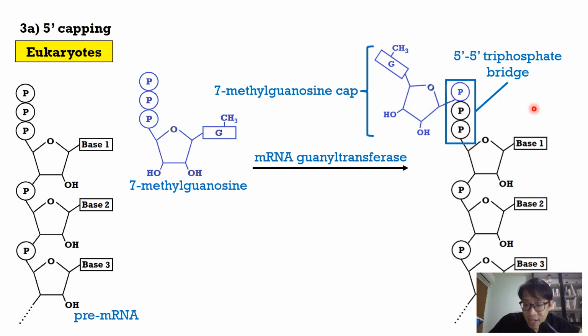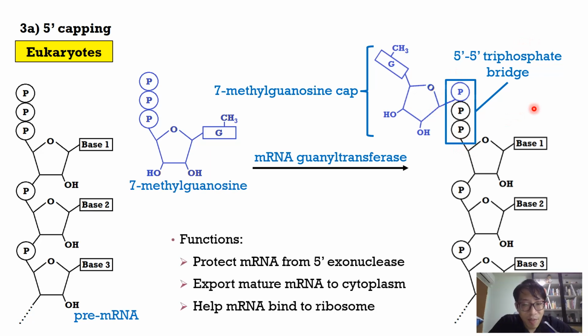All right, and the function of the cap is to protect the mRNA from enzymes that would digest the mRNA in the cytoplasm. So mRNA does not remain forever in the cytoplasm. There will be enzymes to digest the mRNA. One of the enzymes is called the 5' exonuclease, which starts to digest the mRNA from the 5' end. So the cap would block this enzyme and slow down the digestion.